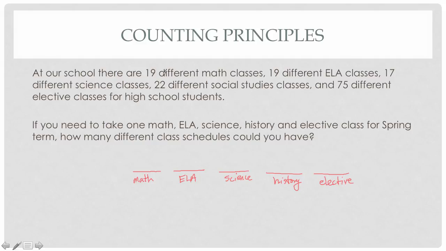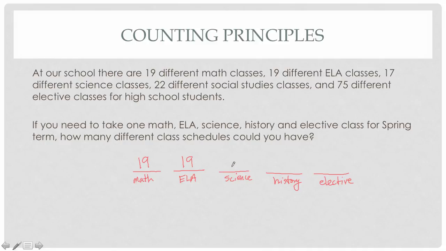So now let's look at what our numbers are. In math, I have 19 different choices, right? So I need to pick 1 out of 19. Well, there's 19 total different math classes that I could choose. Just like when we rolled a die, there were 6 different numbers to choose. So here we got 19. For language arts, I've got 19 different choices.